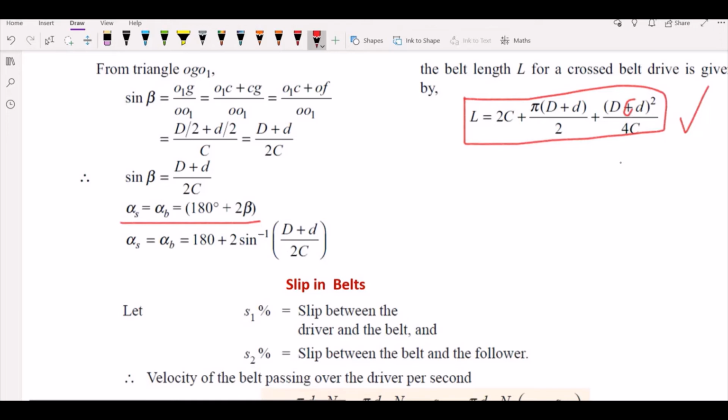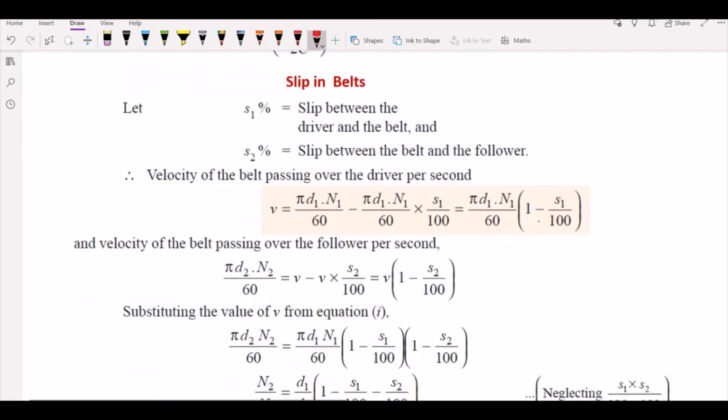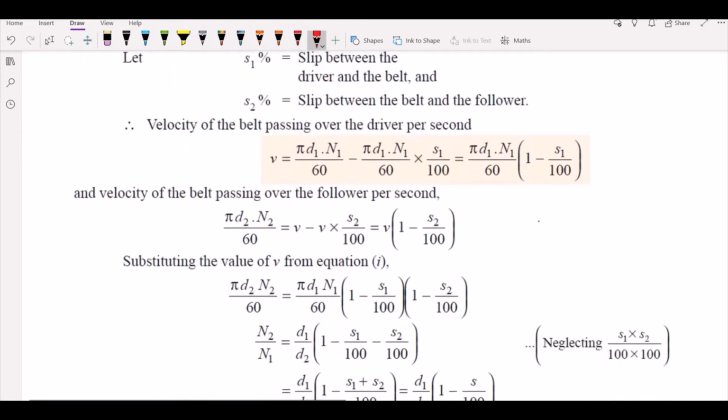Okay. So this is for your length calculation in the case of your cross belt. I hope I'm clear till the second derivation part of your cross belt. Let's move on to calculation of slip. If we want to calculate the slip, that is the percentage of slip. Okay. That is what I told you about the slip case in belts and reciprocating pumps. You have negative slip, positive slip, and what is the case in belt slip. In a theory session, I have explained everything in detail.